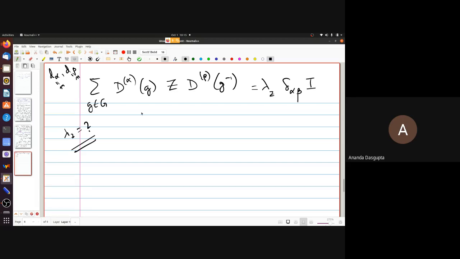Of course, the first thing you do is choose alpha equal to beta, right? Don't bother about alpha not equal to beta because that will not tell you anything about lambda z. So you get lambda z I is sum over all small g belonging to capital G, d alpha g z, and now z has to be a square matrix, right? Now d beta is d alpha.